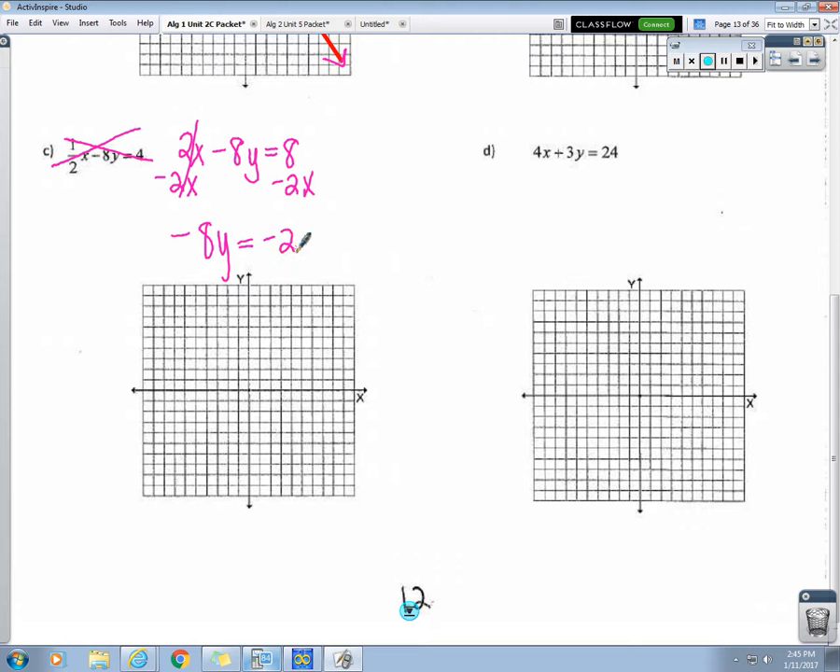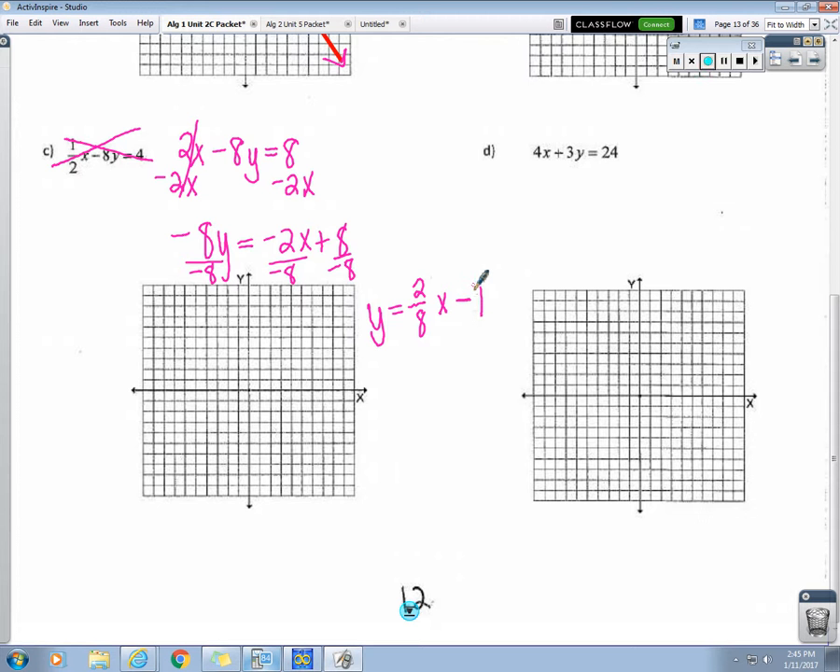Now negative 8y equals negative 2x plus 8. So now I divide by negative 8, divide by negative 8, divide by negative 8. That becomes y equals, okay, let's talk about some things. Negative over negative is positive. So even if you leave it 2 over 8, I'm going to show you what will happen. But you should definitely simplify the negative over a negative to a positive 2 over 8. 8 over negative 8 will become a negative 1.